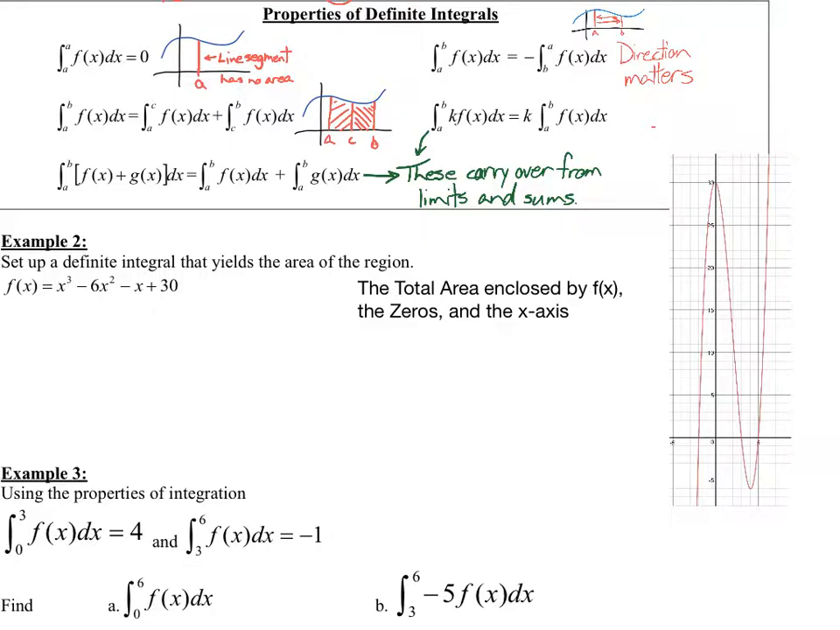Now what region are they talking about? This one's a little bit ambiguous. So I clarify here, we're talking about total area that's enclosed by the function, the zeros, and the x-axis. Okay? So you'll notice I actually graphed it over here on the right. And so we're talking about the 0, here's a 0, here's a 0.